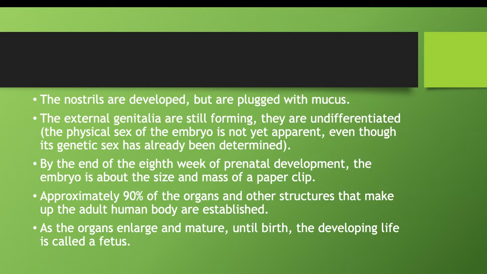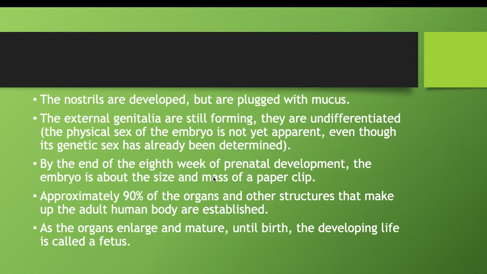The nostrils are developed and are plugged with mucus. The external genitalia is still forming, and they're undifferentiated, so the physical sex of the embryo is still not apparent, even though the genetic sex has already been determined. So remember, right at fertilization, that's when it's going to decide whether you are male or female, but by looking at the embryo, you still, at this stage, can't figure out whether you're male or female.